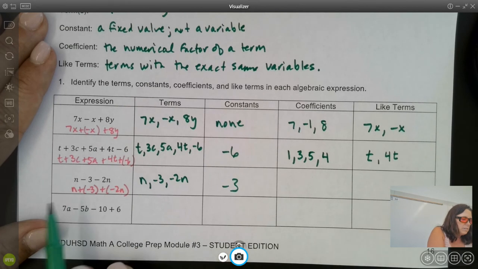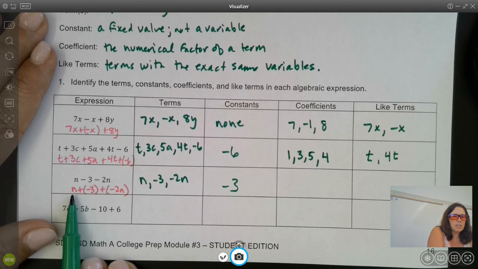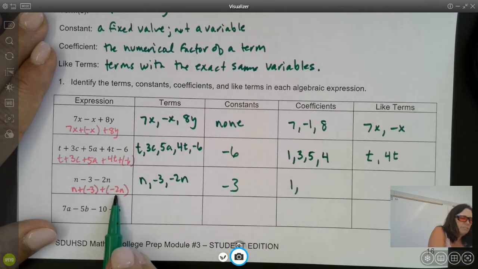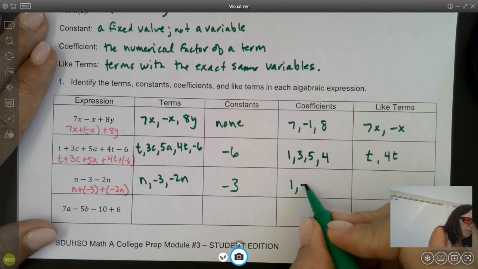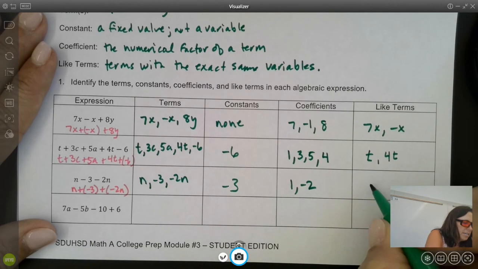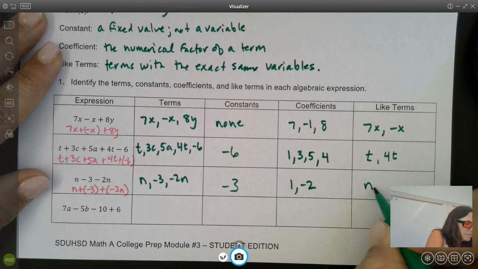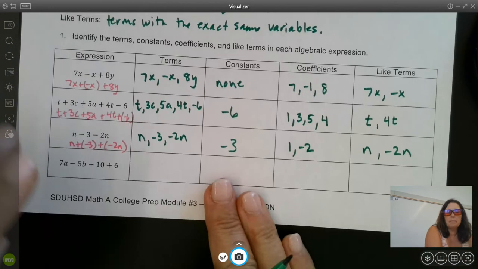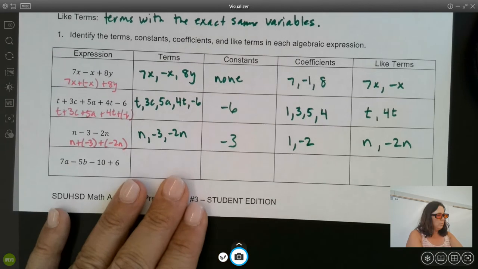My coefficients, I look at all the letters. The number in front of this letter is a 1. The number in front of this letter is a -2. Okay, and then like terms are the terms with the n's, n and -2n. Scooch that up. Okay, we have one more here.